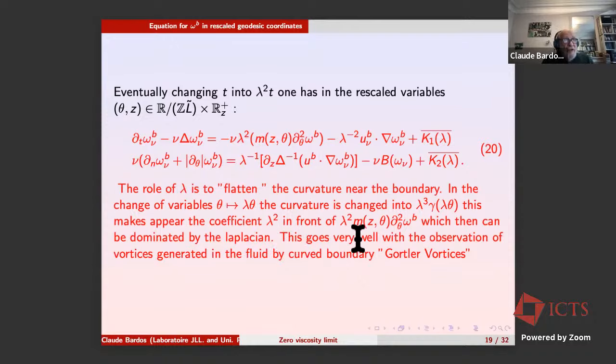And once again, and that's the last time I will say it, this goes very well with the observation that the vorticity generated in the fluid can be big when you have a big curved boundary, which corresponds to the vortices, which I want to ignore or to consider as a small quantity in the present talk.